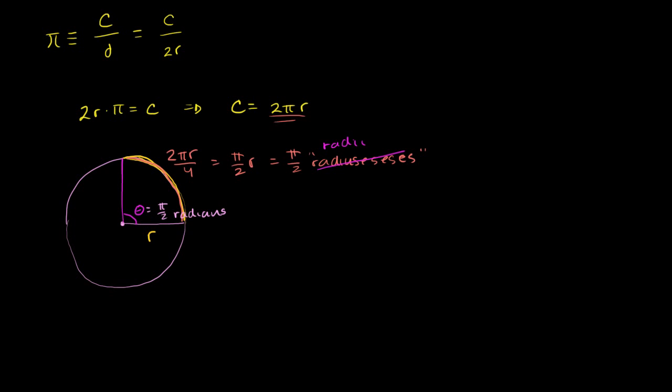We could do another one just for the sake of making the point clear. If you went all the way around the circle and got back to the positive x-axis here, what is the arc length? Now the arc length is the entire circumference of the circle. It would be 2 pi r, which is the same thing as 2 pi radii. And we would say that the angle subtended by this arc length, going all the way around the circle, is 2 pi radians.